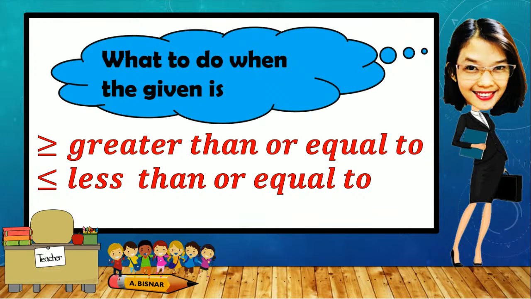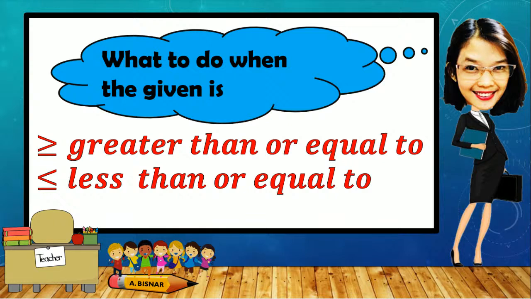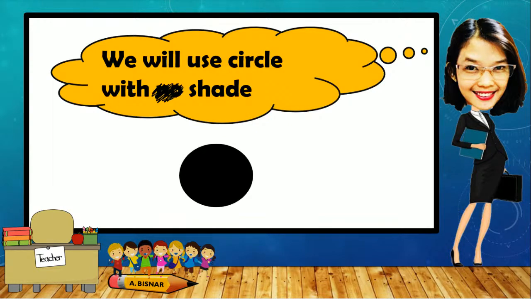Next. What to do when the given is greater than or equal to, tapos less than or equal to. So in here, we will use circle with shade. So let's erase this. Again, if the given is greater than or equal to, o kaya naman less than or equal to, ang gagamitan naman natin ay may shade. Kanina, tandaan, no shade. Kasi hindi sila kasama sa solution. Ngayon naman, with shade. Kasi kasama sila sa solution.